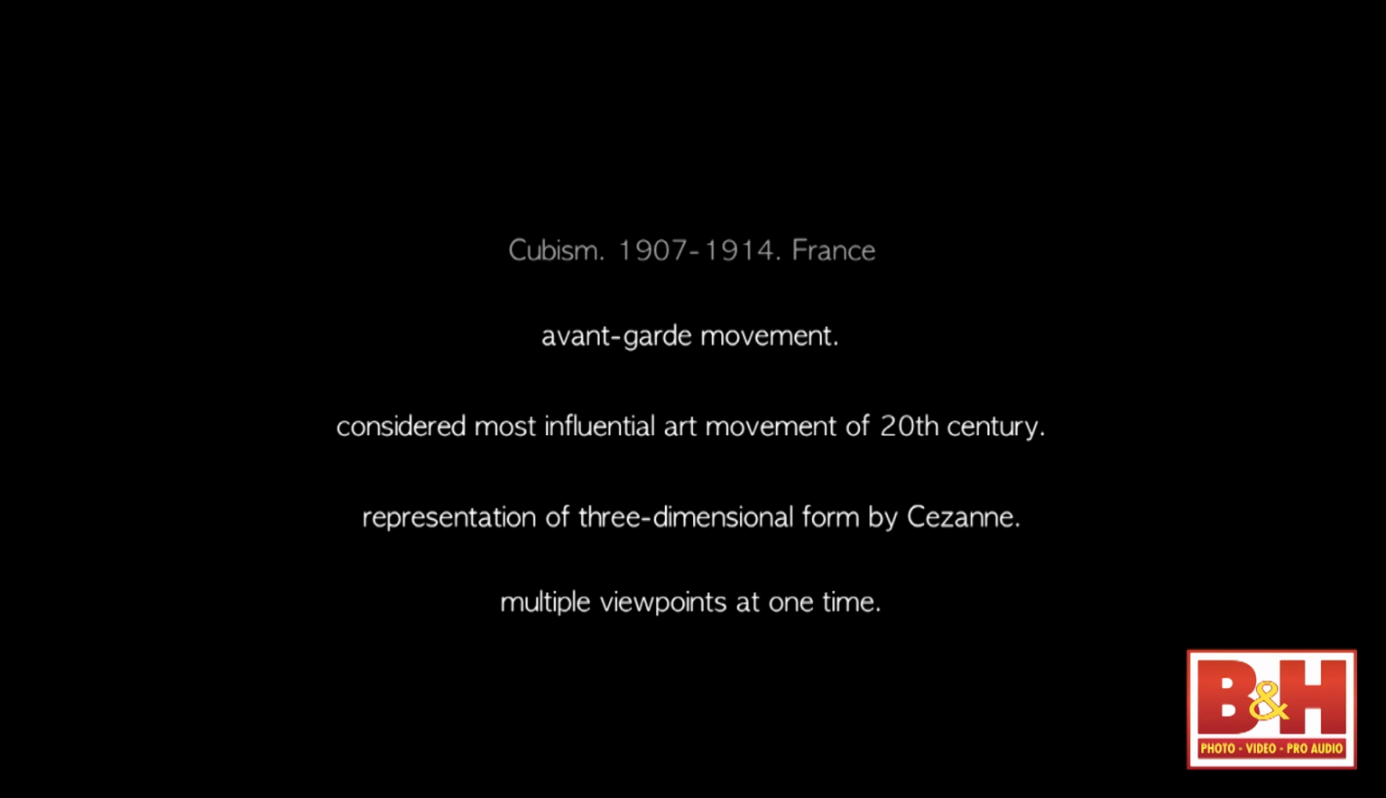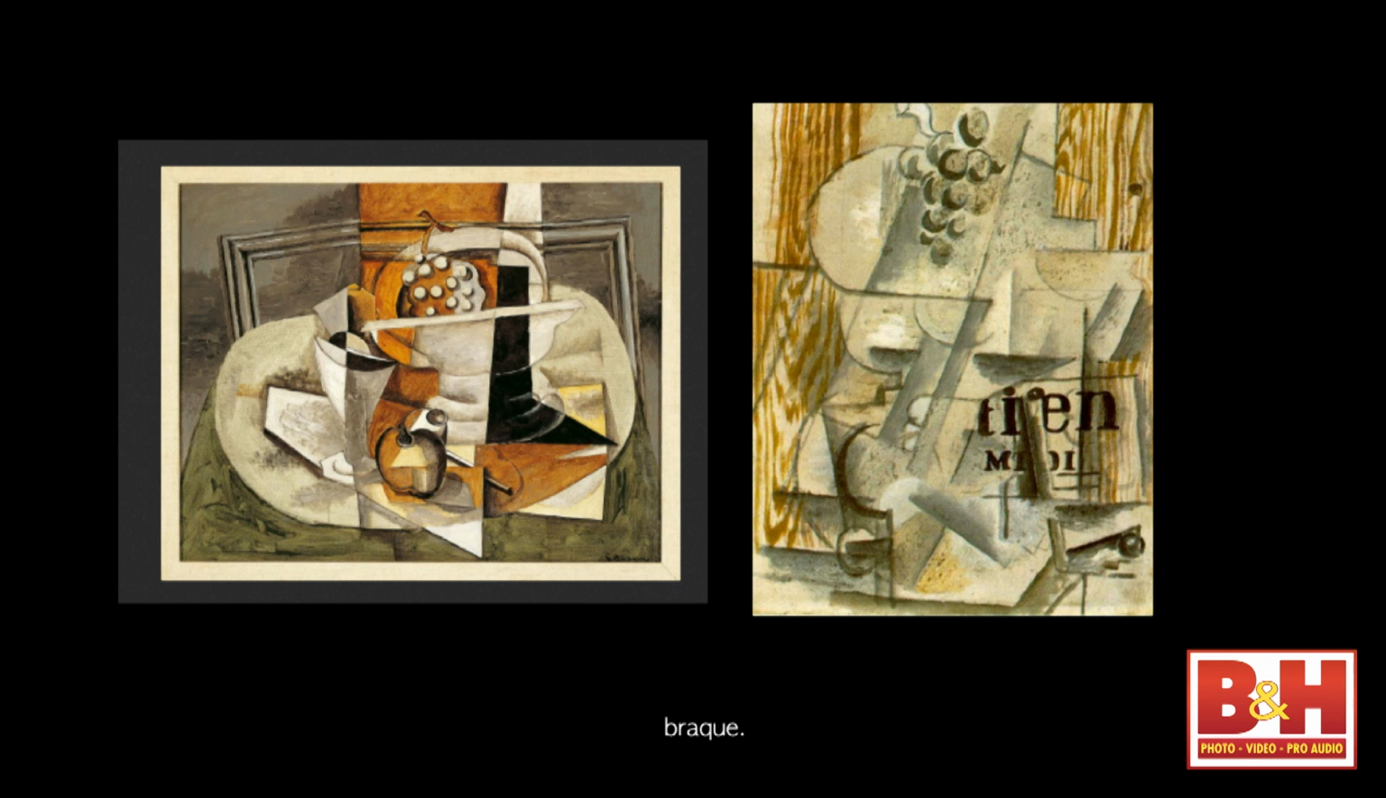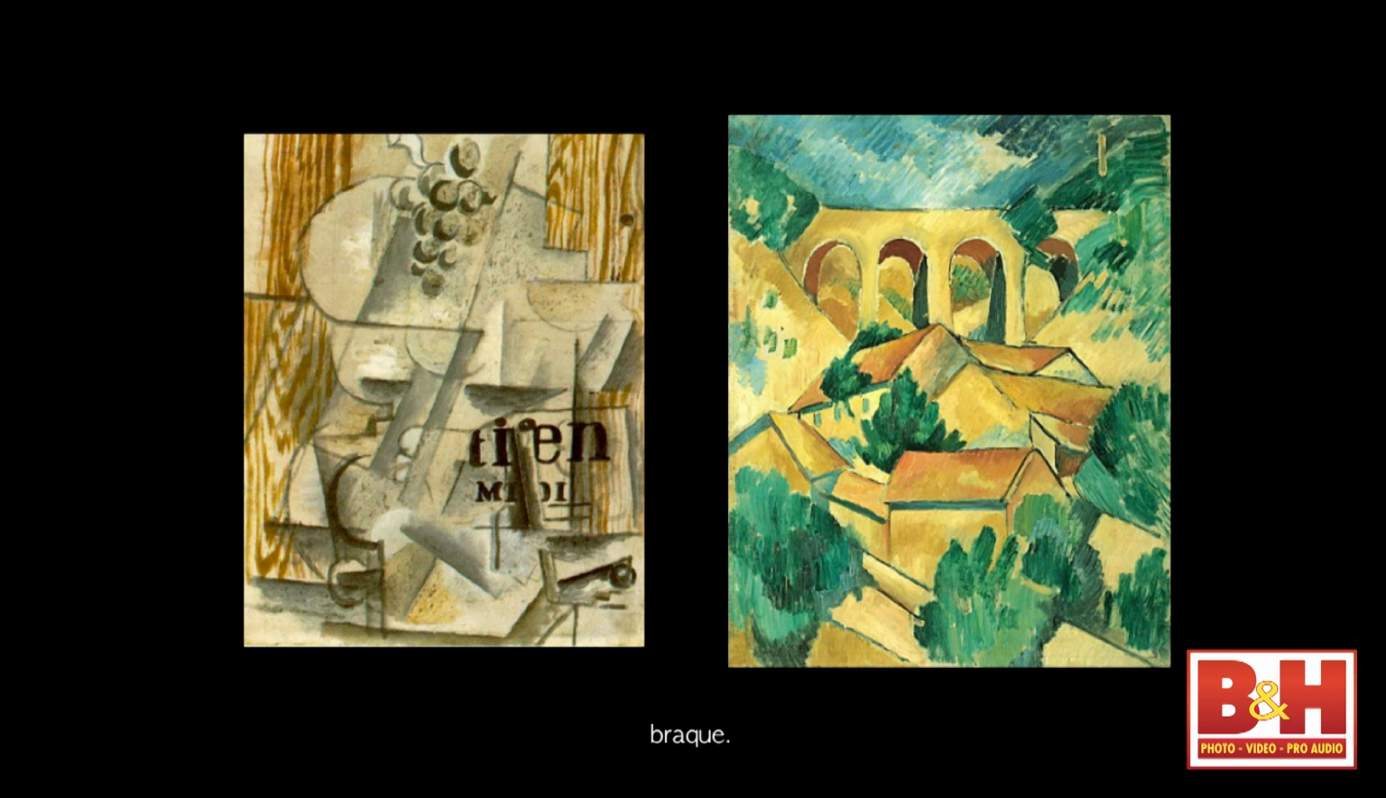So Cubism was about showing multiple viewpoints at one time and was heavily influenced by three-dimensional representation of Cezanne. And here are some examples of Cubism. And I think you'll see when we start to look at these movements how painting was influencing these movements. Well, a lot of them were painting movements.